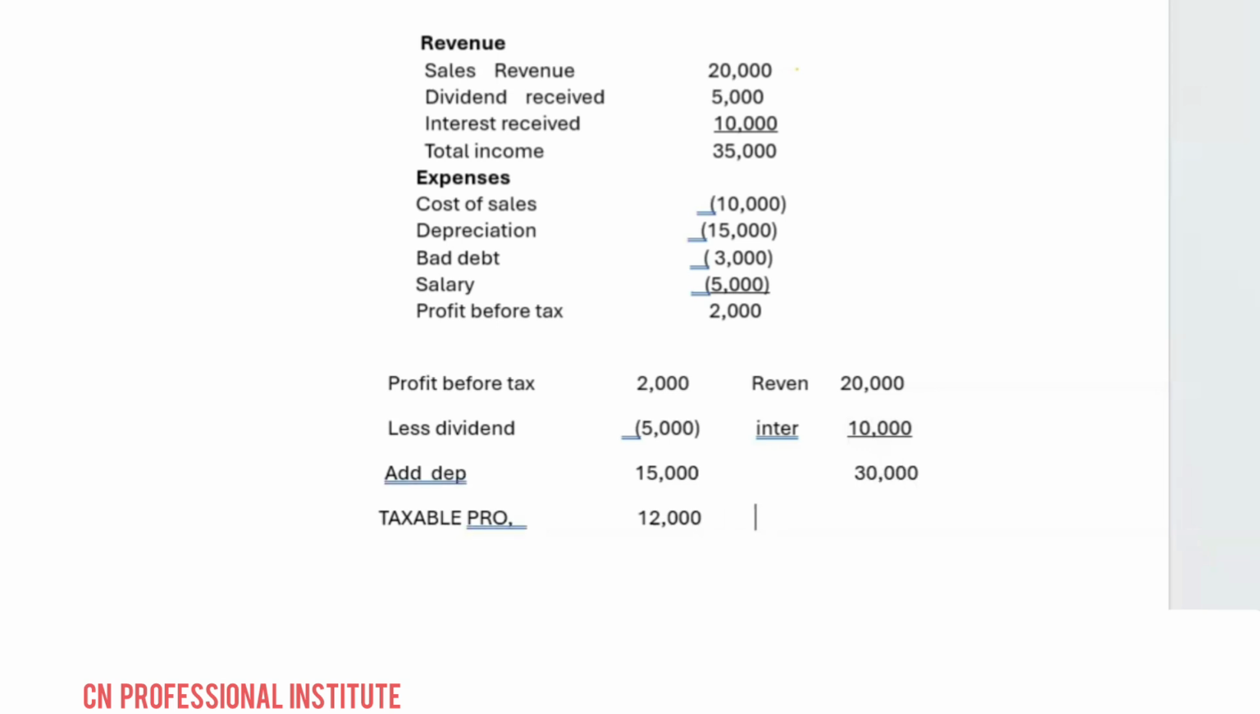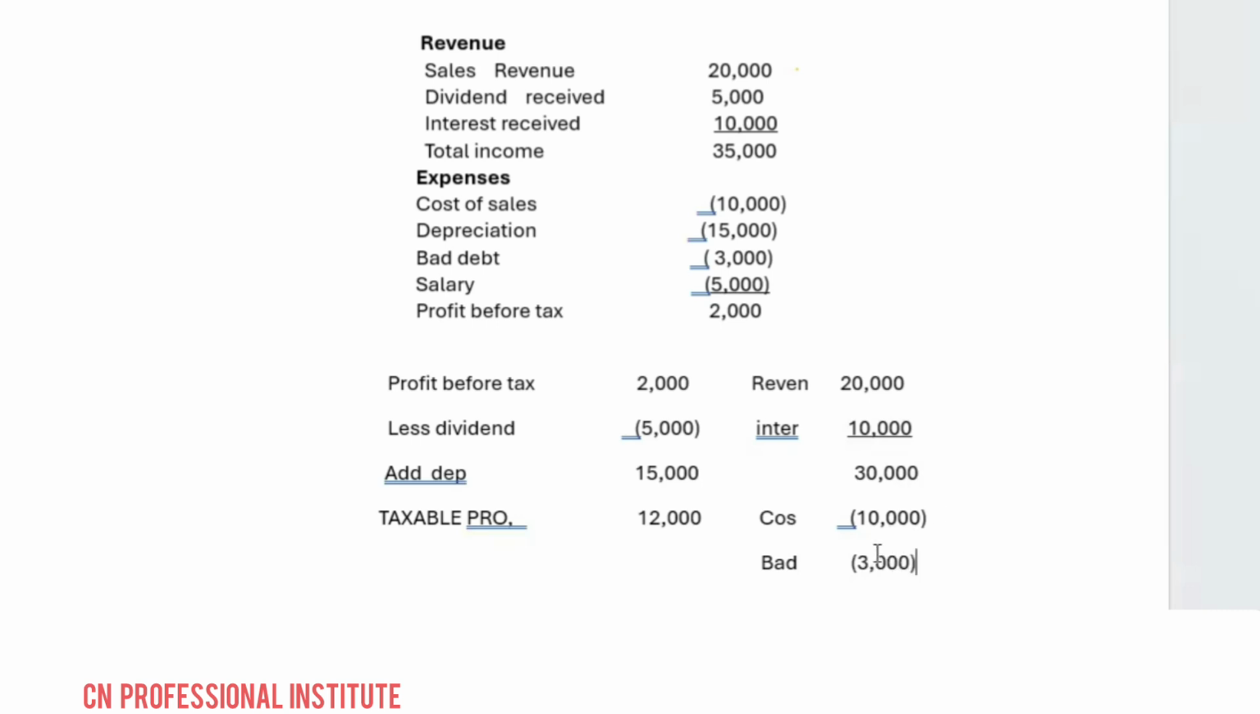Then we come to the expenses. The cost of sales, we said, is deductible. So we can deduct cost of sales. So cost of sales is 10,000, we less it. Then we have depreciation. We are not going to touch it because it is not deductible. We assume it's not deductible. Bad debt, we said it's deductible. So we will less the bad debt. How much is it? 3,000.